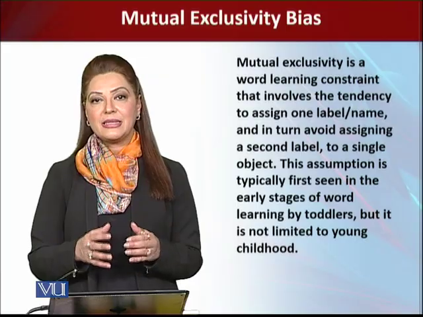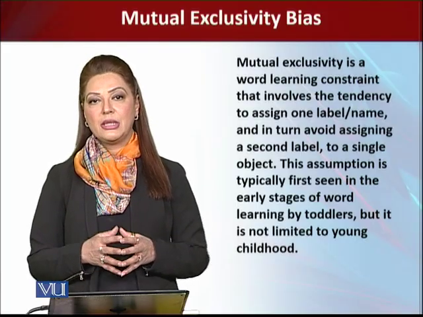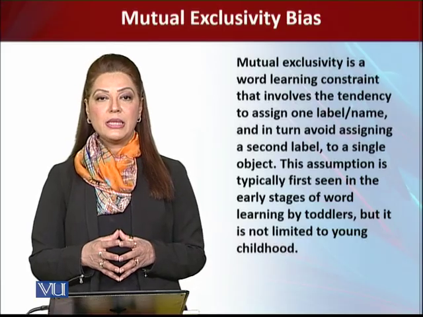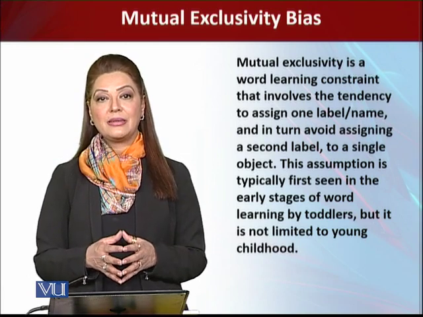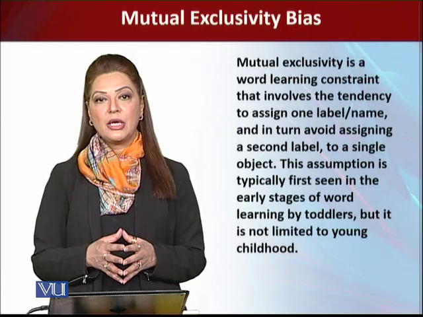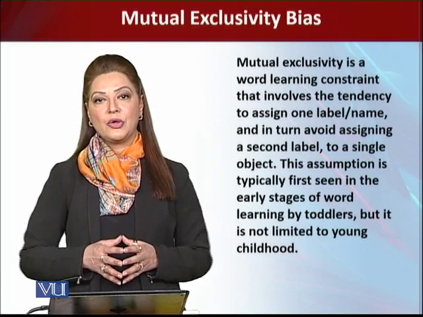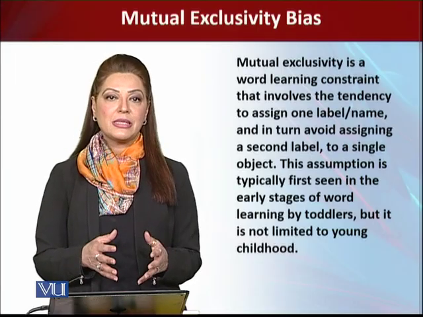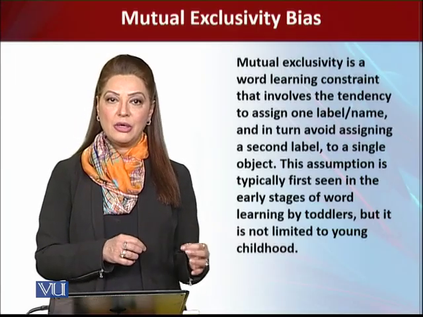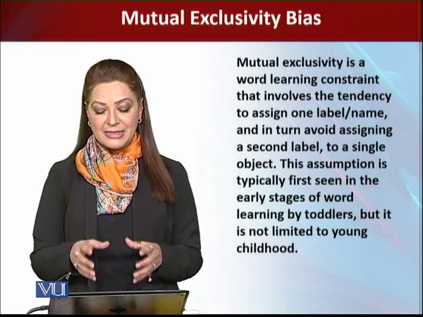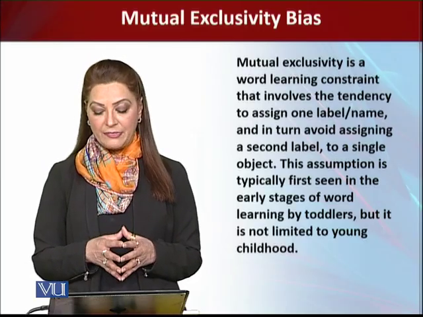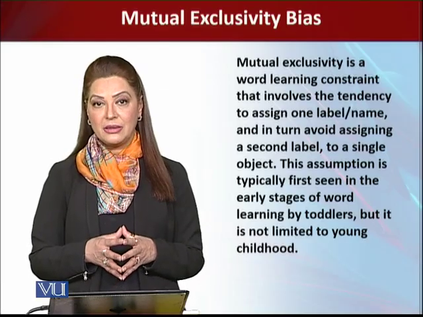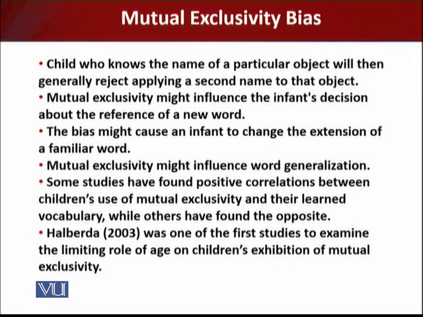Now, this is something which happens during the initial period of learning. Once the vocabulary grows, children's vocabulary expands, they come to know that there are different objects which can be referred to by one categorical name, such as pet. For example, pet can be used for dog as well as for a cat. Now, this assumption is typically first seen in the early stages of word learning by toddlers, but it is not limited to young childhood. So we will now look at some of the points with regard to mutual exclusivity.